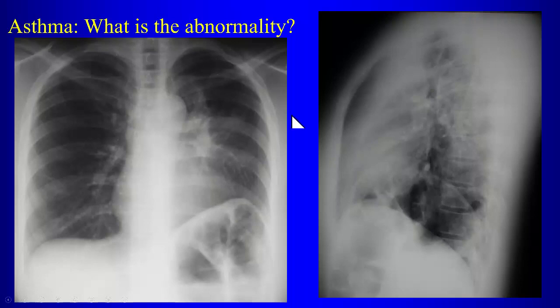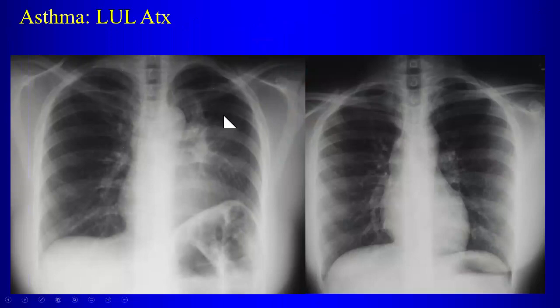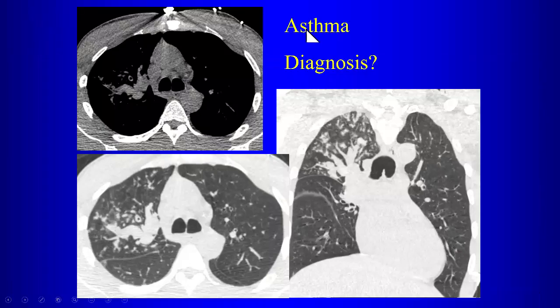So why do we think this asthmatic has atelectasis? Mucus plugging, right? So it's going to be mucus plugging. And then when they cough up the mucus plug, everything goes back to normal. So atelectasis, lobar collapse, is very common in patients who are asthmatic. Here's another asthmatic. What's abnormal here?